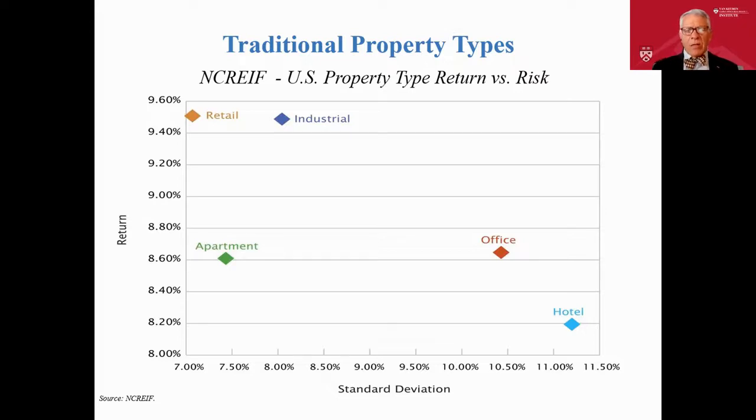And if we look at hotel, we see that the average return there is 8.2, but the standard deviation is a little over 11. So that means in any given year, you might get 8.2 plus 11, which would be a 19.2% return, or 8.2 minus 11, which is almost a negative 3% rate of return. And hotel and office are the only 2 property types that have had, within one standard deviation, a negative return year.